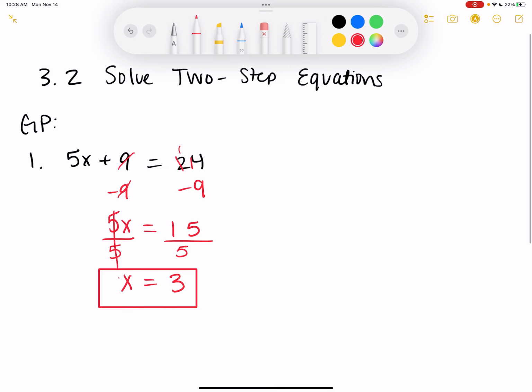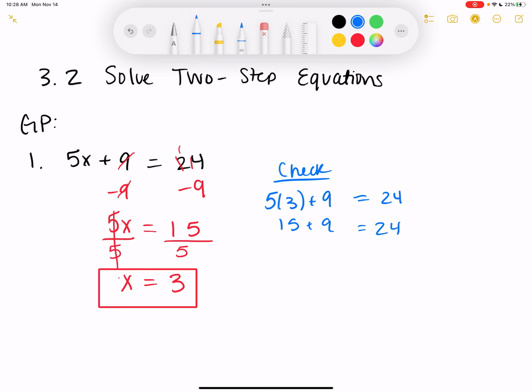And we can plug it back in to check it. Like I said, I may not check all of them, but 5 times 3 plus 9 equals 24. So 5 times 3 is 15, plus 9 equals 24. 15 plus 9 is 24. So 24 equals 24, so we know that it's good.